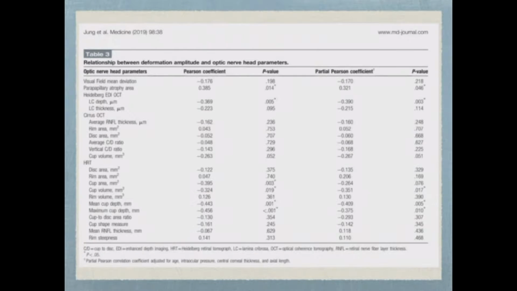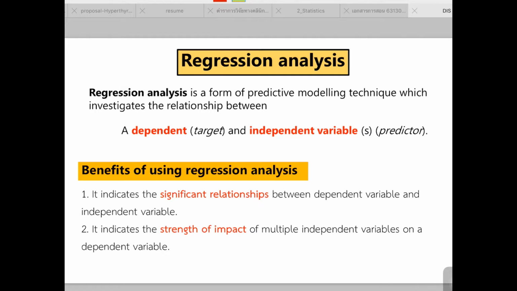0.095. Thank you. So regression analysis is a form of predictive modeling technique which investigates the relationship between two sets of variables: the dependent variable and the independent variables, or the x variables. The benefits of using this analysis are, firstly, to indicate the significance of the relationship between both variables, and secondly, to indicate the strength of the impact of the independent variables on the dependent variable.